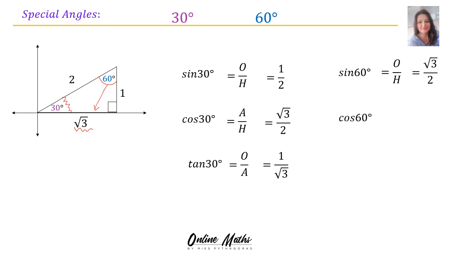Cos 60 degrees, cos's ratio is adjacent over hypotenuse. Therefore, 1/2. Adjacent to 60 is this one. So therefore, cos 60 is 1/2. And then tan 60 degrees, tan's ratio is opposite over adjacent. Therefore, it's √3/1.